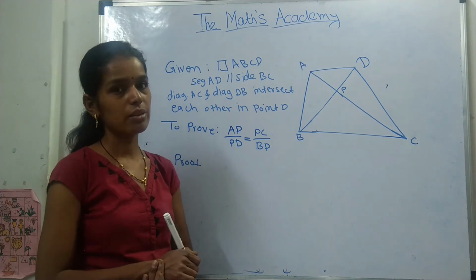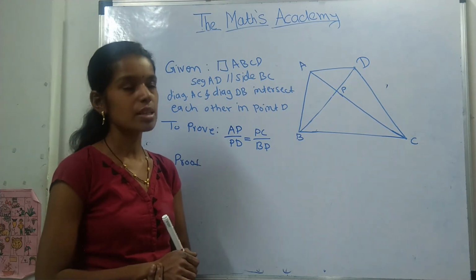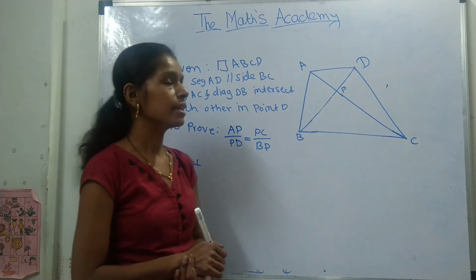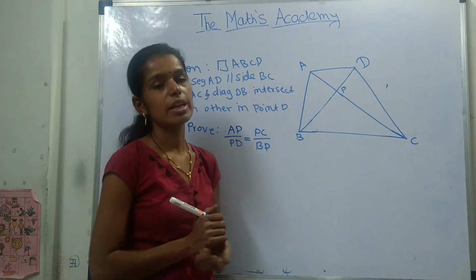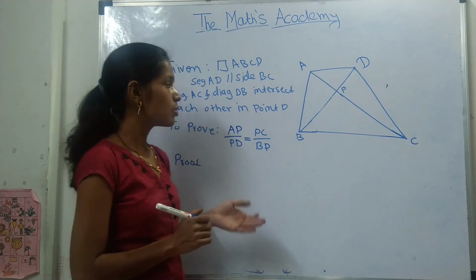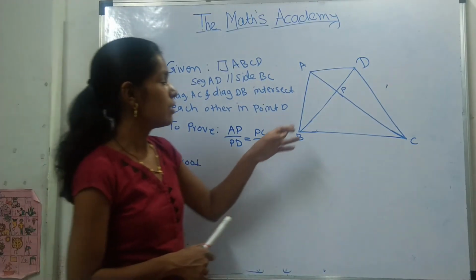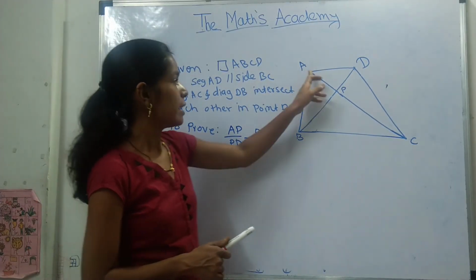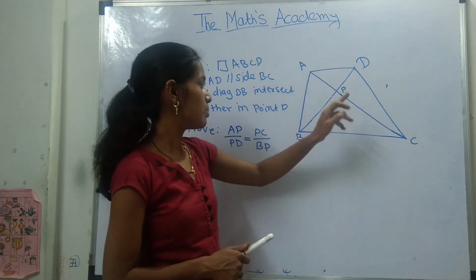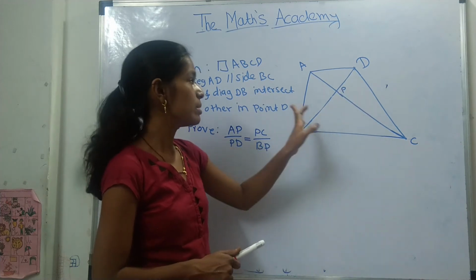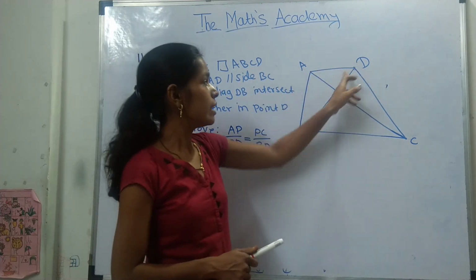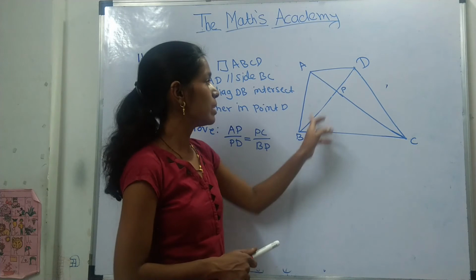We can apply any one of the three tests and prove that the triangles are similar, and if the triangles are similar, then the ratio of their corresponding sides will be equal. So let's go towards the proof part. See here, AP and PD are the sides of the triangle APD. Here PC and BP are the sides of the triangle PCB. So we will consider triangle ADP and triangle CBP.